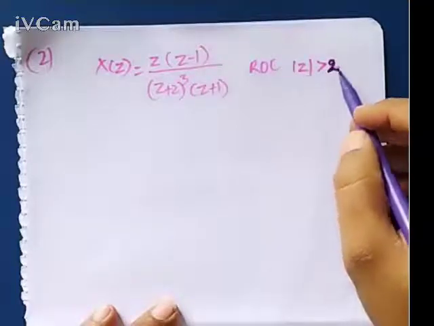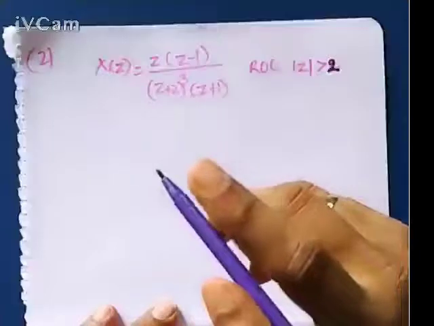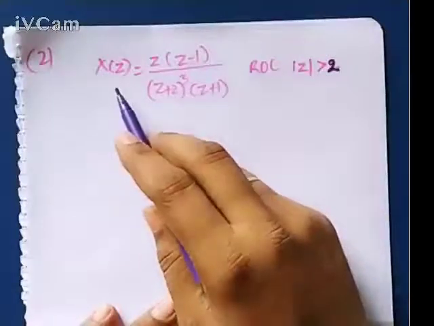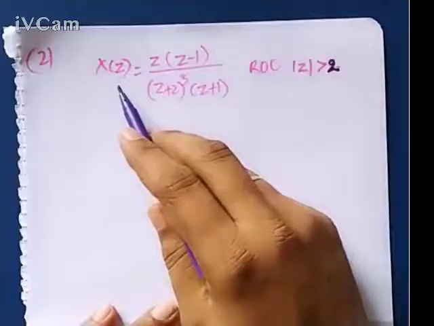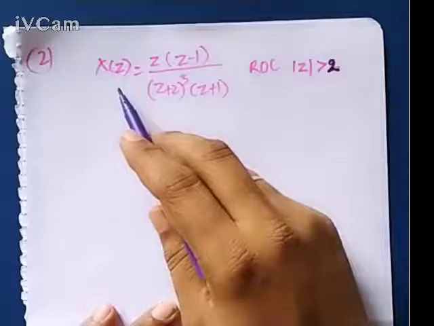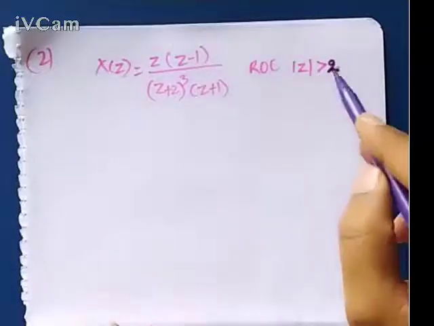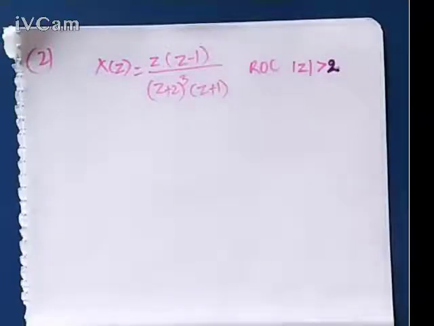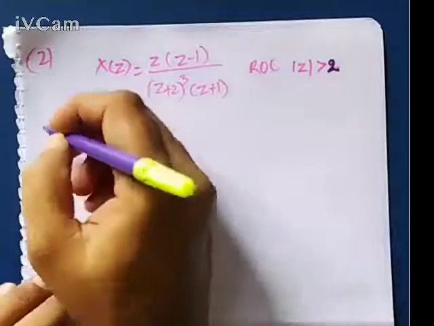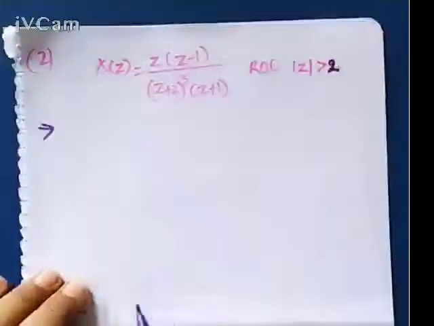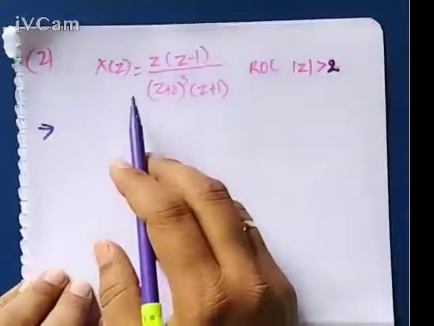So greater than 2 means it is a causal sequence. Whatever the x of n that I am going to get after performing the inverse z transform on the given x of z, it is causal. Okay, so for causal we directly have those representations we can write. So that is our initial understanding. Okay, now what is the first method? What is the first step to solve this one in the partial fraction method?